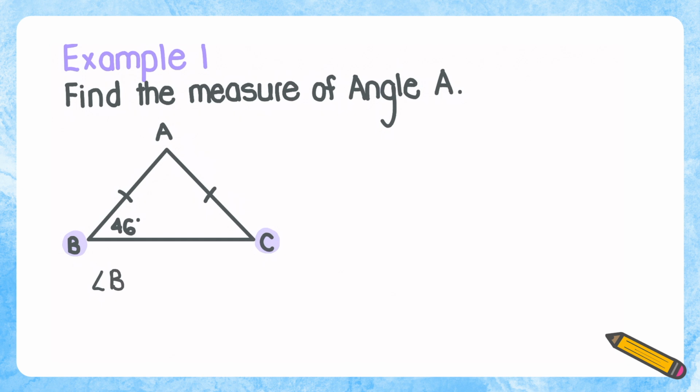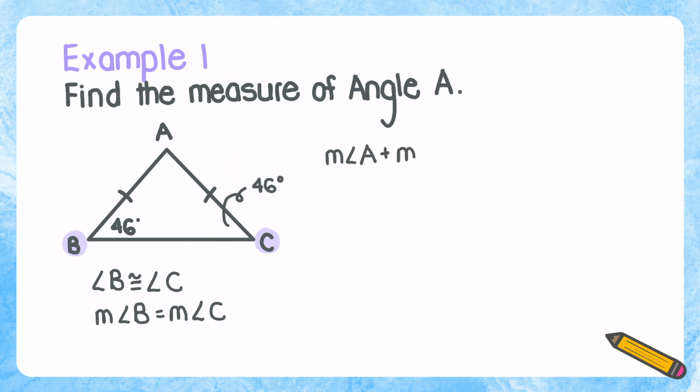So let me write this out. Angle B is congruent to angle C, which means the measure of angle B is equal to the measure of angle C. So this angle right here also measures 46 degrees. We also know that the interior angles of a triangle add up to 180 degrees. So the measure of the three angles will equal 180 degrees. And we don't know what the measure of angle A is, that's what we're trying to find. But we do know that the two other angles are 46 degrees each.